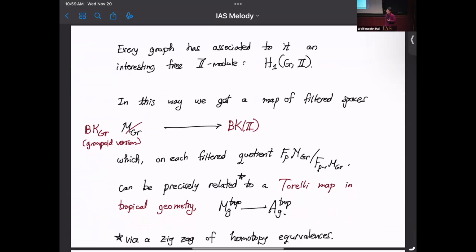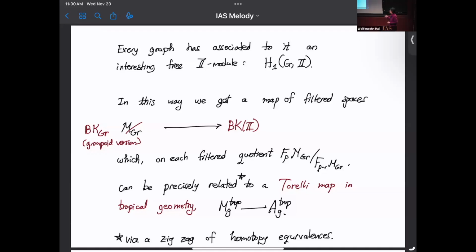There's a relationship between graphs and finitely generated Z modules. Every graph has associated to it an interesting free Z module, namely its first homology with coefficients in the integers. In this way, we have a map of filtered spaces. I would like to say it's a map from M graph, the moduli of graphs, to our one-fold delooping of the K-theory space of Z.